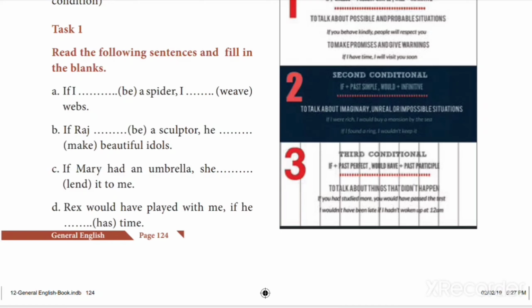Coming to D. Rex would have played with me. Look at the verb would have played. Would have plus past participle. This comes only in third conditional, and so the if clause must have the combination of past perfect, that is had plus past participle. So the answer here is, if he had time. Had plus PP3 of has given here. So had. The entire answer is Rex would have played with me if he had time.